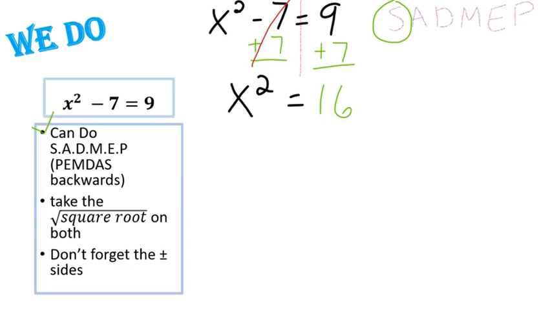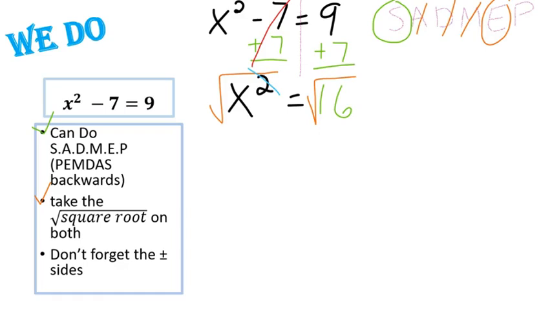Now notice that when we're going through our SADMAP, do I see addition? No. Do I see division? No. If I don't see a fraction, then I don't see division. Do I see multiplication? No. Do I see E for exponents? I do. I have an exponent of 2. The only way to get rid of the exponent is to take the root of that exponent. So in this case, I have a 2, so I take the square root. If it was a 3, then it would be the cube root. But again, we're dealing with quadratics in this unit. So take the square root on both sides. Remember, the opposite of squaring something is the square root.